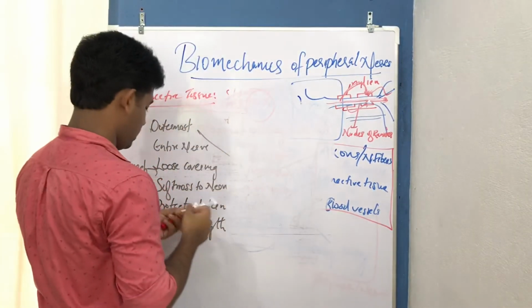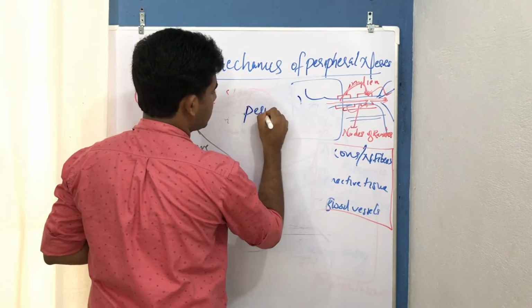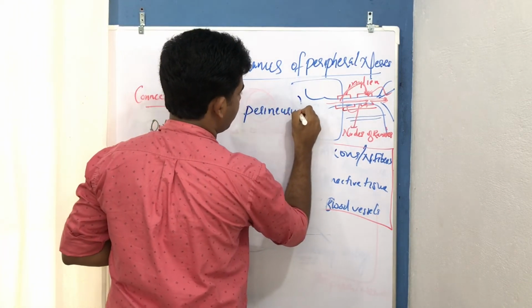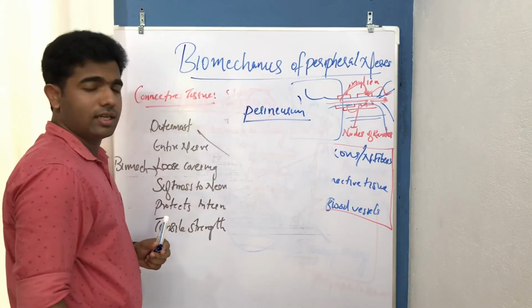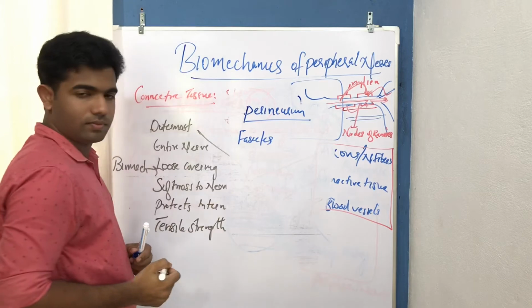Perineurium. The perineurium is the second structure. It covers the fascicles. I told you it covers the fascicles.